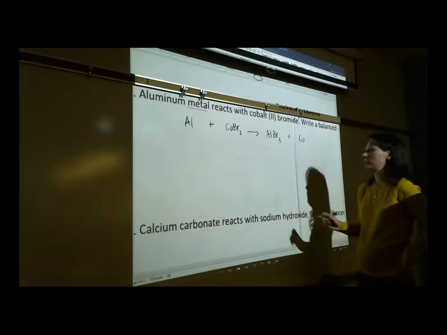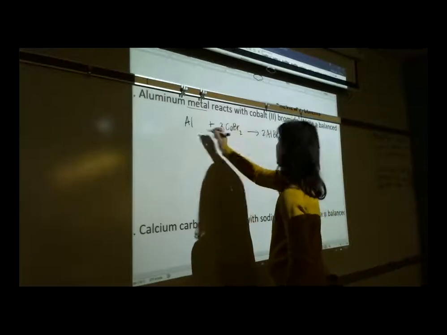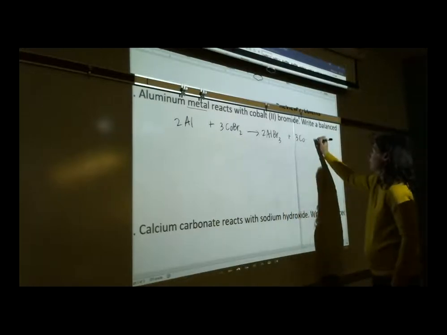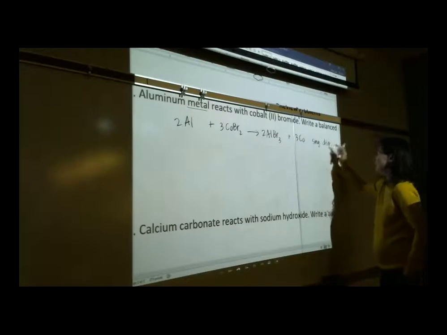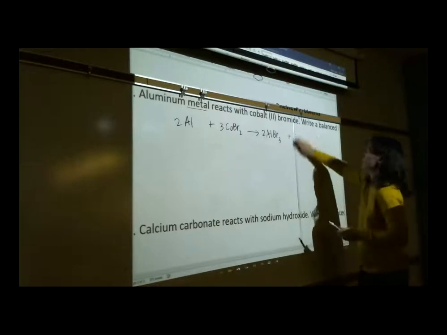No. You need a 2 here, and a 3 here, and a 2 here, and a 3 here. Right? And this is single displacement. Don't forget the displacement part, right? A lot of you on lab just wrote single or double, not single or double, single displacement or double displacement. Questions on this one?